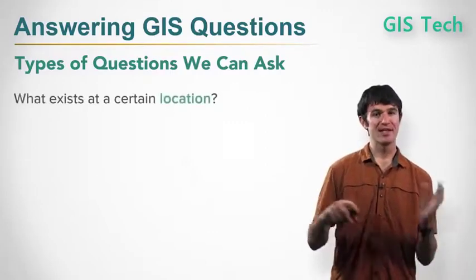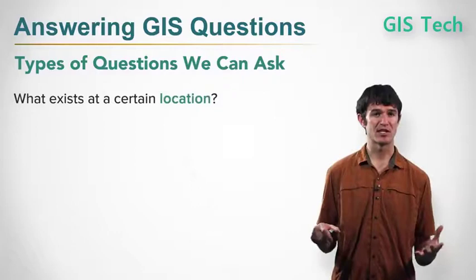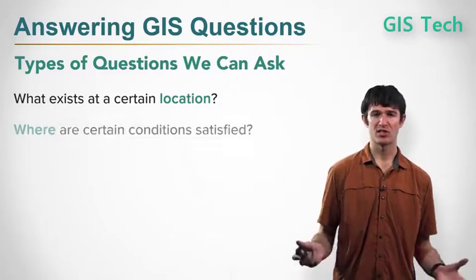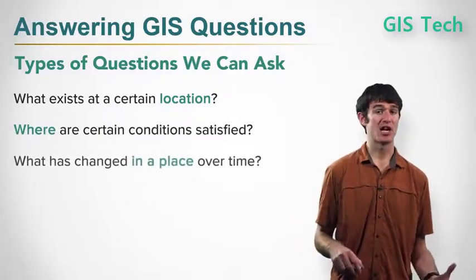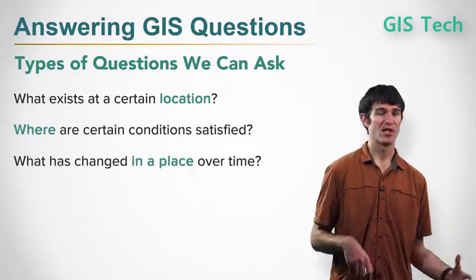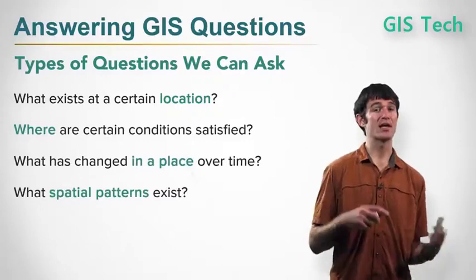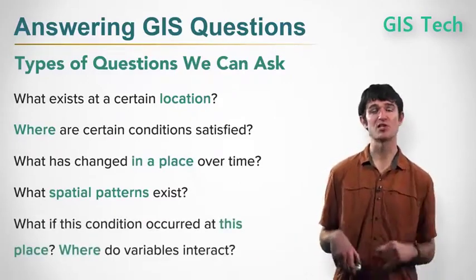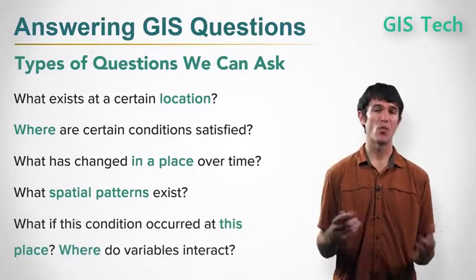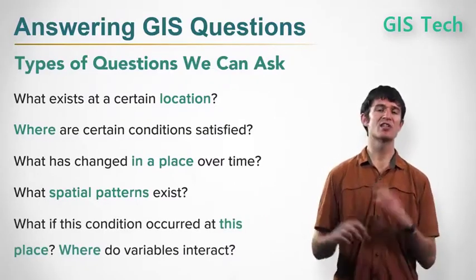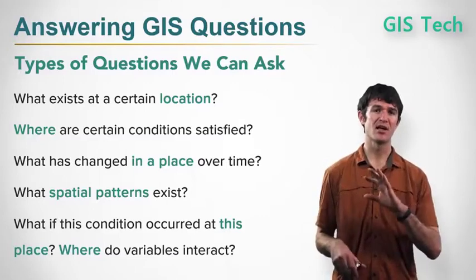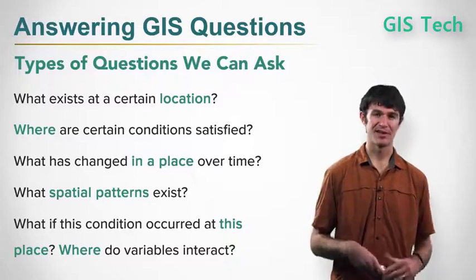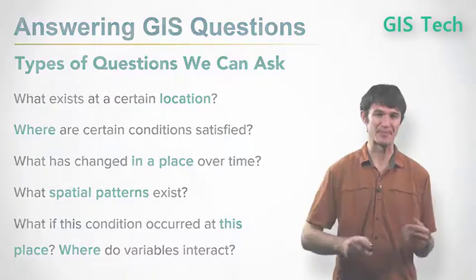So what exists at a certain location would be the most basic question you can ask in a GIS. Just what's there? Where are certain conditions satisfied? What has changed in a place over time? What spatial patterns exist? What if this condition occurred at this place? And that's where you get into future prediction and hypothesis testing. And then where do variables interact? There are tons more questions that you can ask, but notice that location and where and spatial is a really common pattern here. That's because it's a GIS, right?